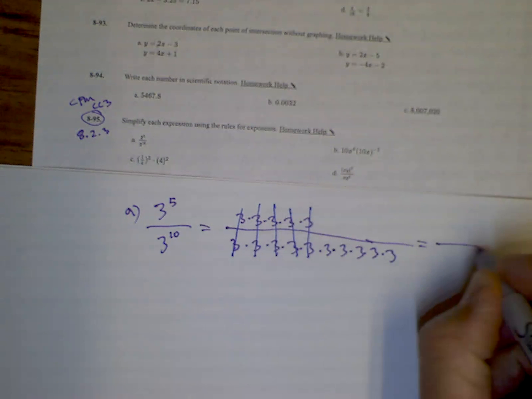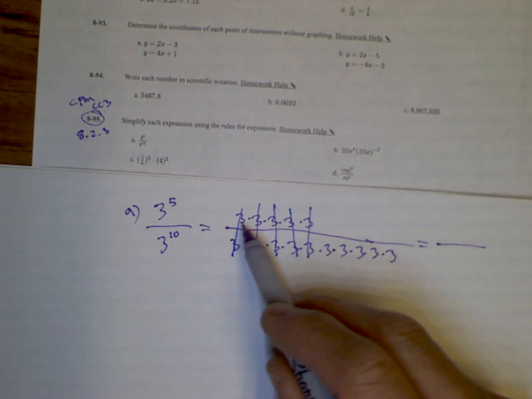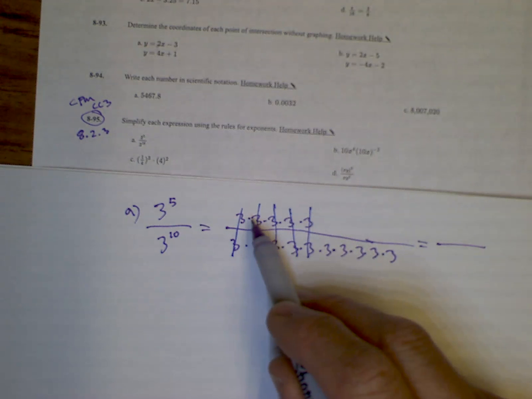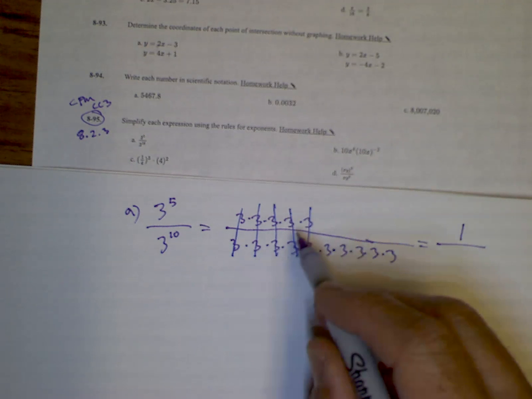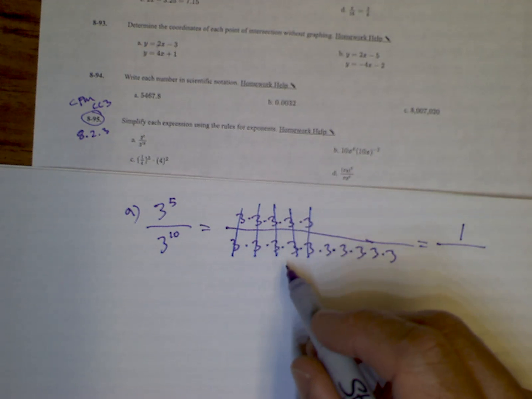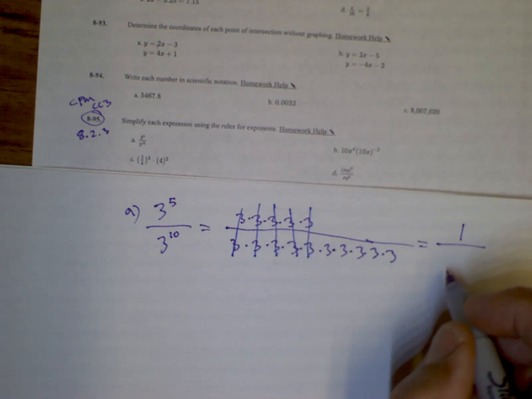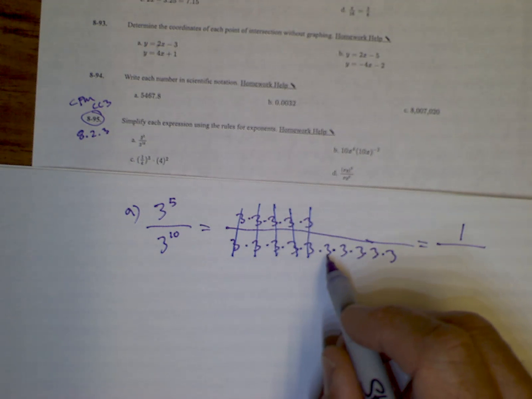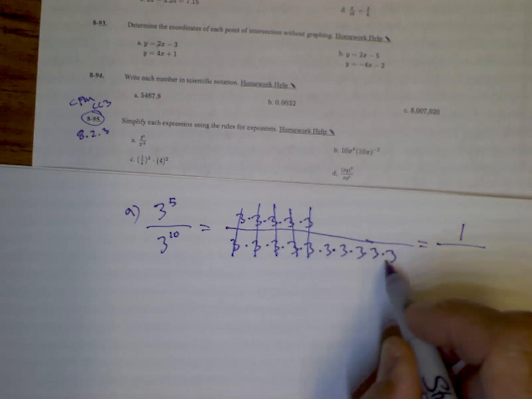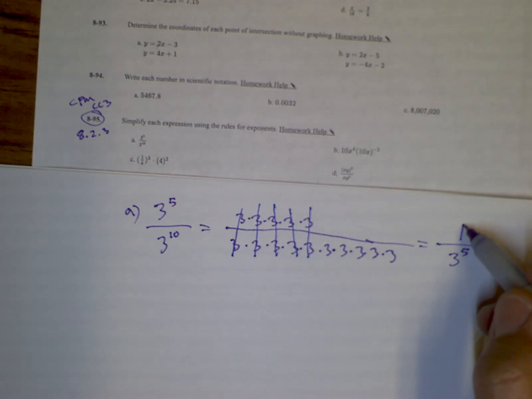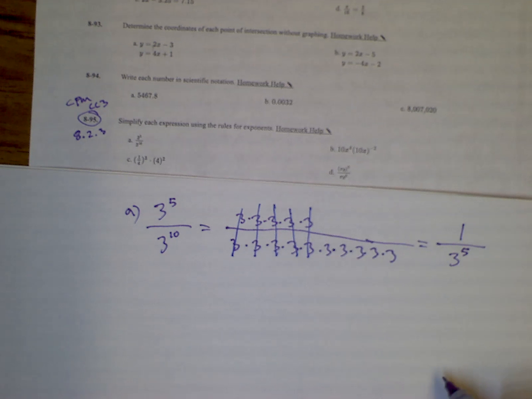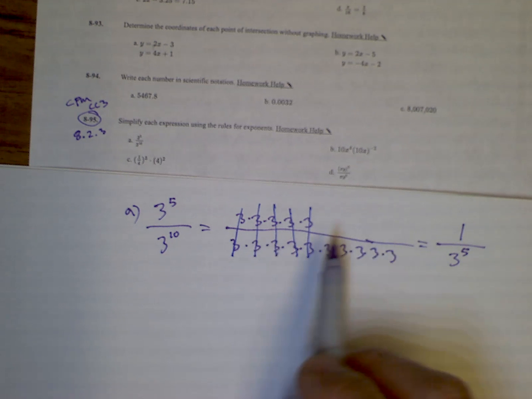So we look to see what's left. On top, there's only 1 times 1 times 1 times 1 times 1, so it's just 1 on top. You always have something on top or bottom, and it's usually a 1, but sometimes that can simplify out. Now there are 5 threes left on the bottom, so it's 3 to the 5th. Simplified, this is 1 over 3 to the 5th. That's using the factored out form.